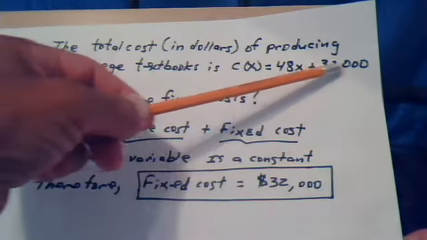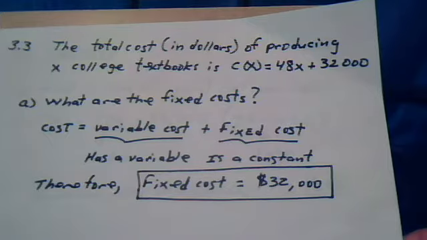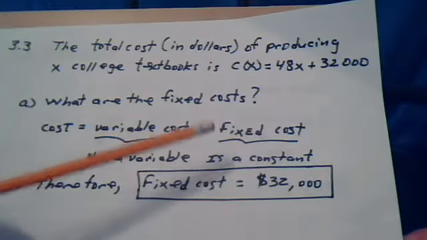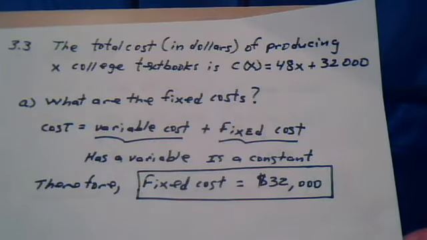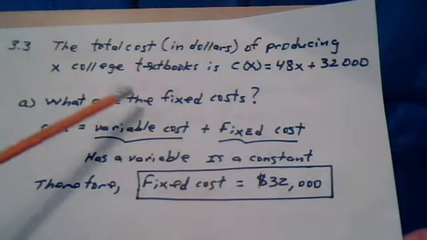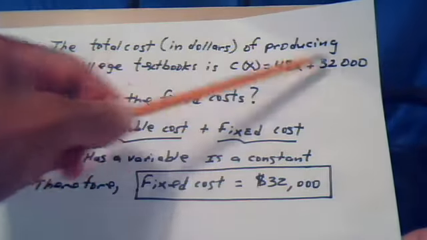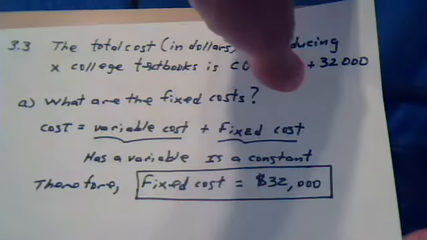Fixed cost is just a constant. And that's cost like paying gas, water. Those don't change and they don't depend on how many units you sell or not sell. That's fixed. Fixed cost is a constant. So for their question A, what is the fixed cost? The fixed cost is this part, $32,000.